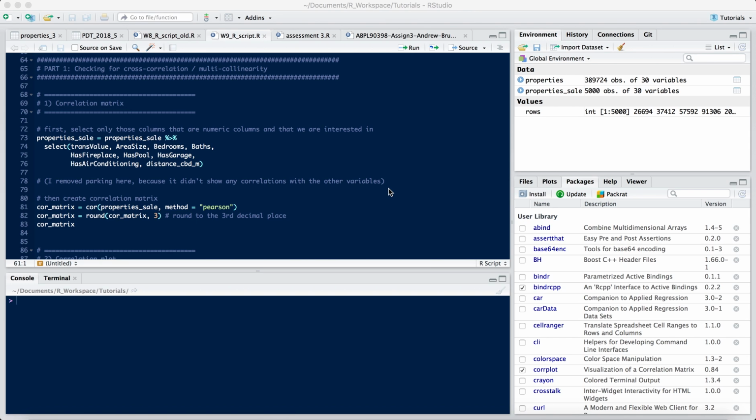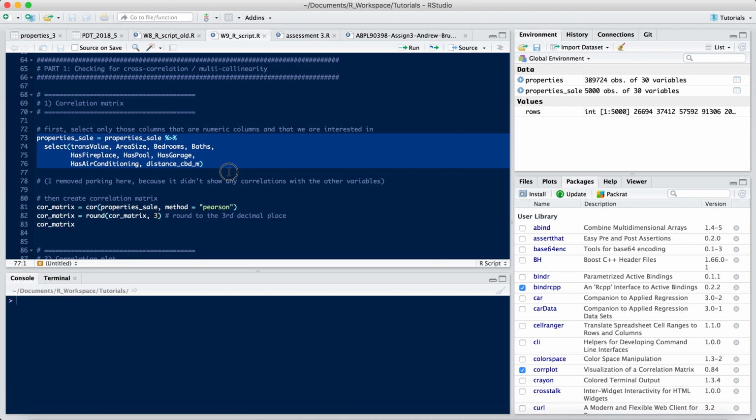I already loaded the required packages here in R and have now also loaded the data. You can see there's the property dataset, as well as a subset of 5,000 sales observations. Next, we subset this and only look at certain values like transaction values, area size, bedrooms, bathrooms, has a fireplace and so on, to then look if there is a correlation, and we create a little cross-correlation matrix defined by all of the parameters in the X and Y dimensions, and whether they are correlating with each other. Correlation, of course, only works with continuous parameters, so binary or discrete parameters are not possible to look at.